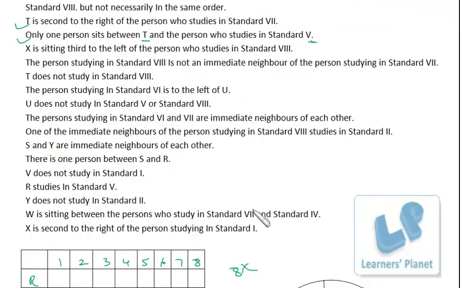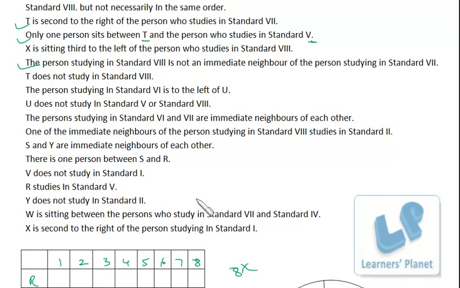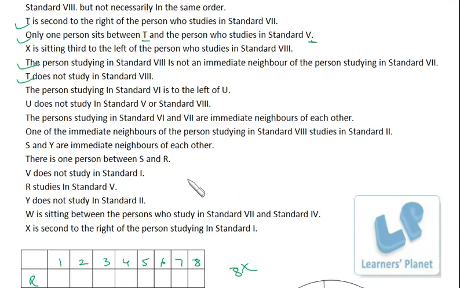Okay, then we have done this also. T does not study in standard 8. So T does not study in standard 8, that also we have taken care of. The person studying in standard 6 is to the left of U. U does not study in standard 5 or 8. U is neither 5 nor 8. That we have done.